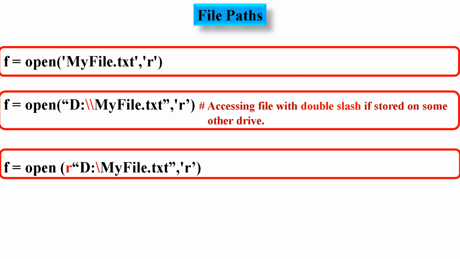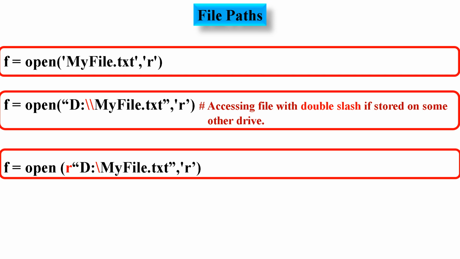d:/myfile.txt is the file path of the file you want to open. The file is located on the D drive, and the file name is myfile.txt. The double slash is used to escape the backslash character. Since it has a special meaning in strings, it is used to escape other characters.